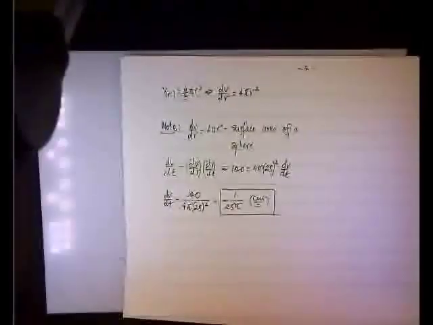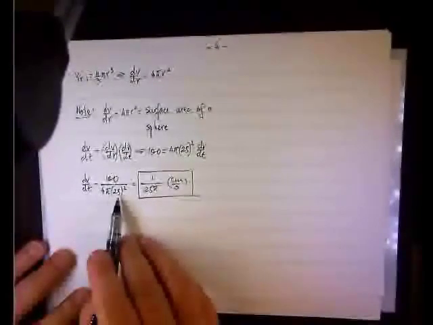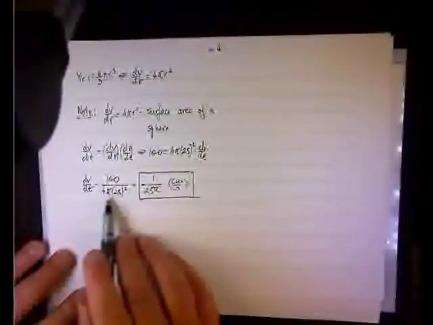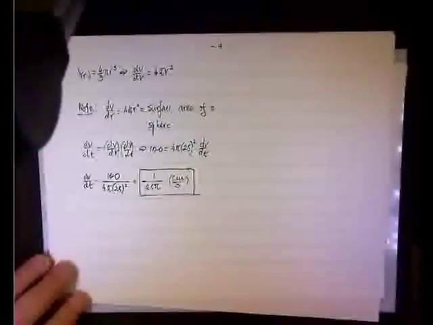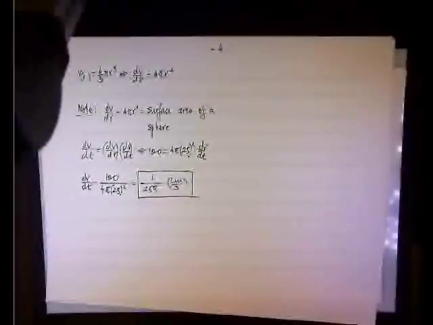Sorry? 4 times 25 is 100, but you have 25 squared. So 100 and 4 times 25 cancel, and what's left in the denominator is 25 pi. Just a little mental calculation.